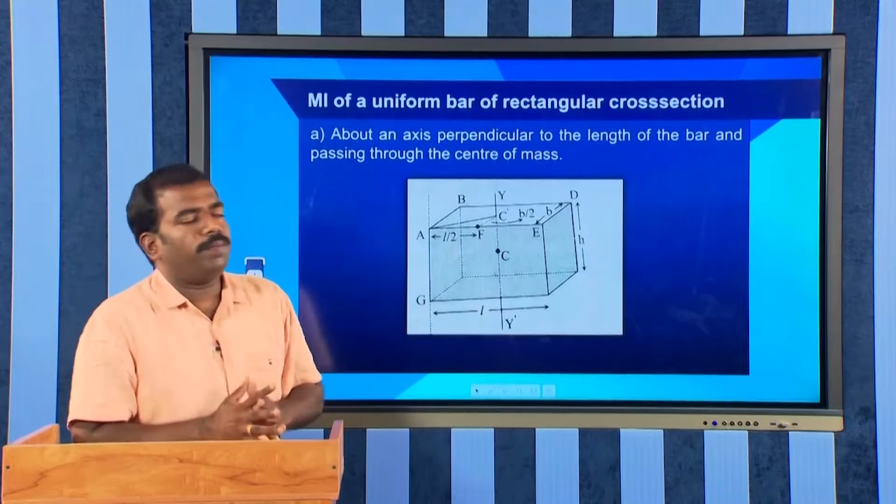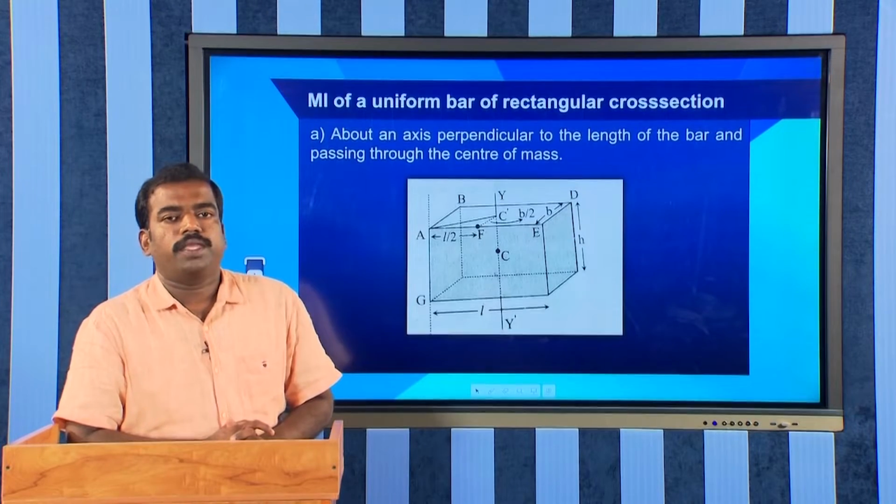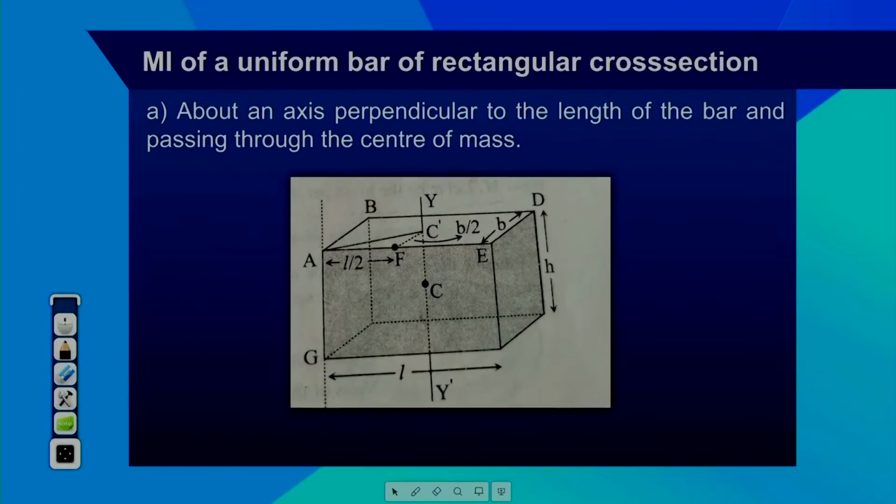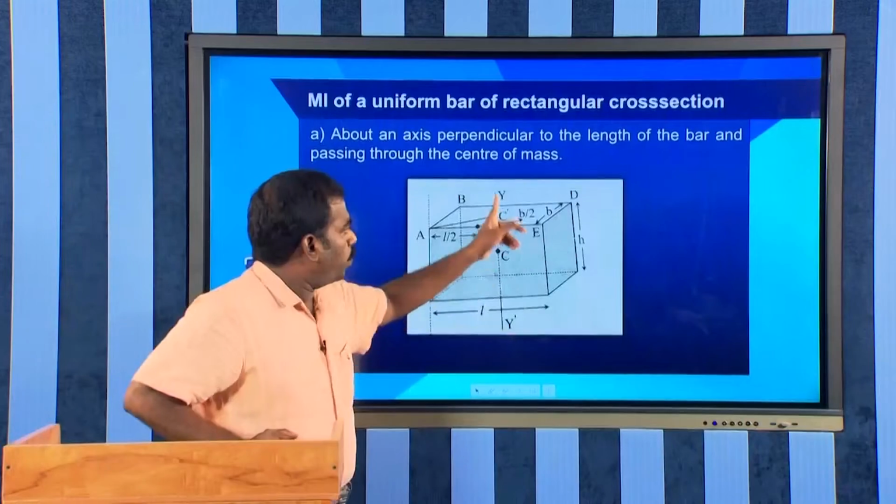First, we are going to find the moment of inertia of a rectangular bar, a uniform bar of rectangular cross section. In the previous sessions we learned the moment of inertia of a rectangular lamina. Firstly we are finding the moment of inertia of this solid bar about an axis perpendicular to the length of the bar and passing through its center of mass. This is the axis passing through its center of mass and perpendicular to its length.